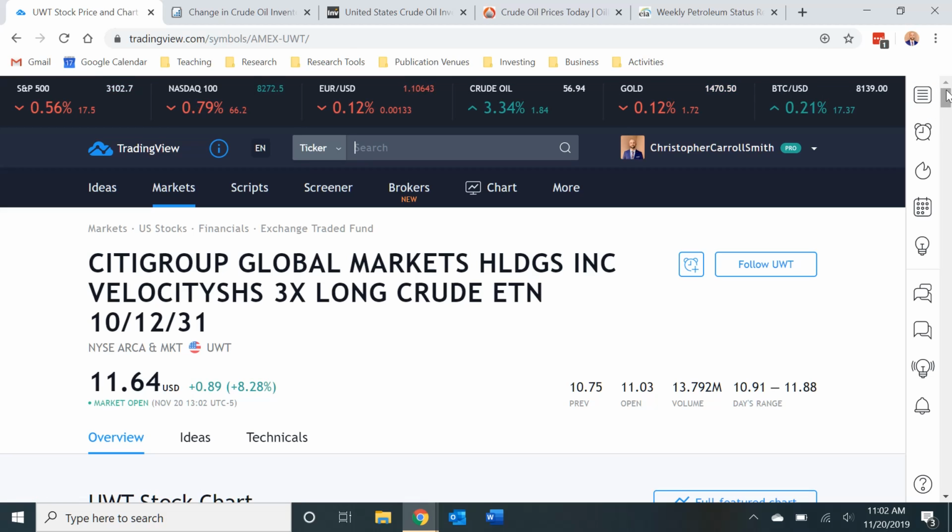All right, so the other thing you need to know is that there are these Velocity Shares 3X crude oil ETNs. So these are basically exchange-traded funds that track a combined index of both the WTI price and the Brent crude oil price. Okay, the tickers are UWT for the long side. So if oil goes up, UWT will go up, and on the short side, DWT. So if oil goes down, DWT will go up.